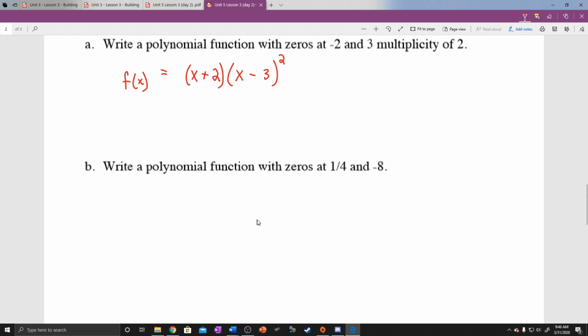Write a polynomial function with zeros at 1/4 and negative 8. Okay, well, it doesn't tell me about multiplicity, so I'm just going to have them be multiplicity 1. X minus 1/4 would give me a 0 at positive 1/4, and x plus 8 would have a 0 at negative 8.